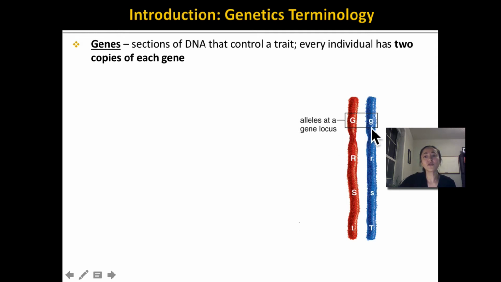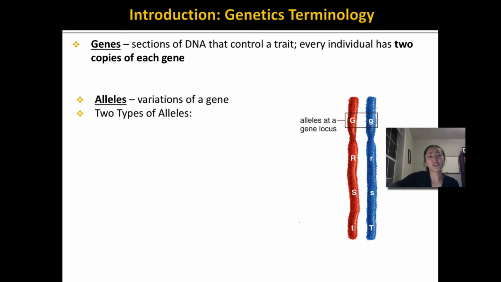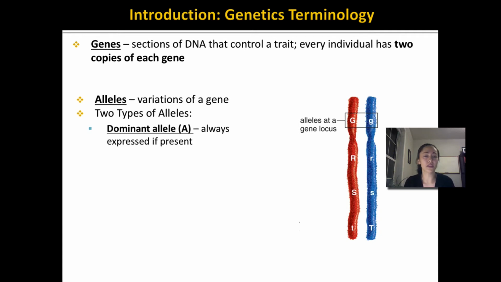So these two genes would be found on these homologous chromosomes, as you can see in this picture here. However, the genes can vary slightly, and that variation is the result of slight differences in the DNA sequence. These variations of a gene are called alleles. And there's two main types of variations of genes that can occur. And one variation is called a dominant allele, as we represent with a capital letter.